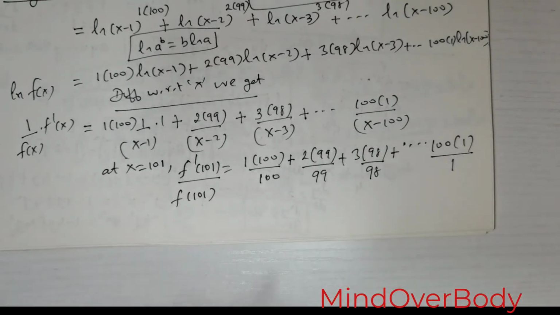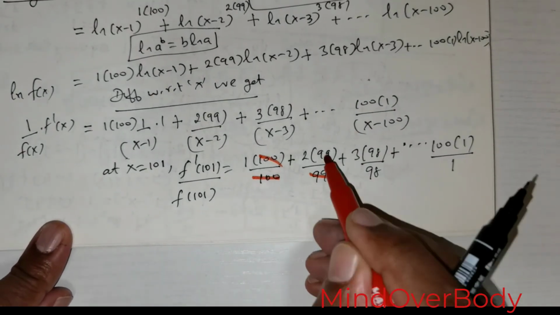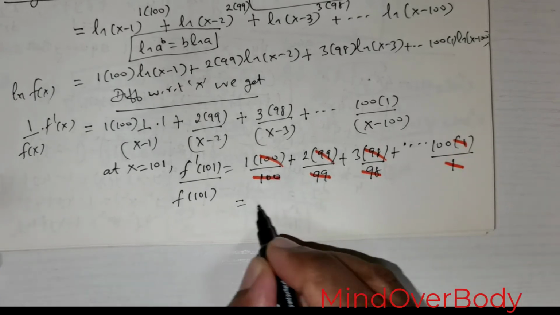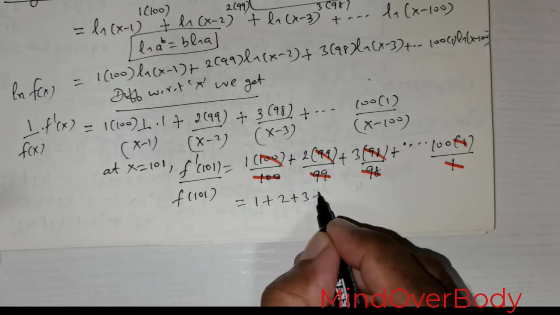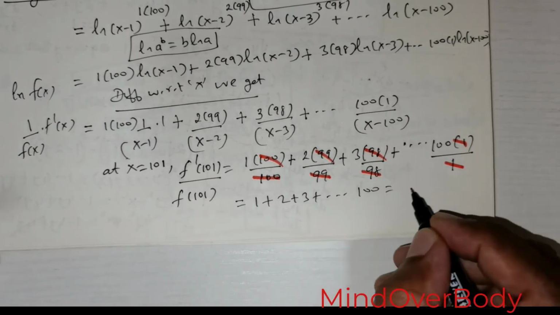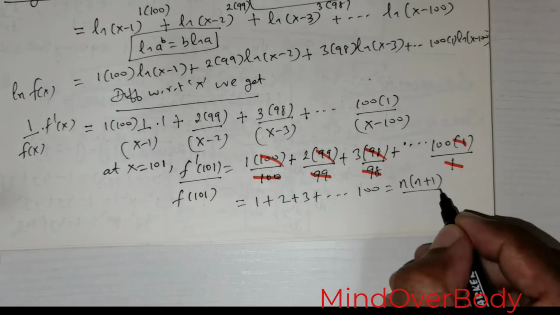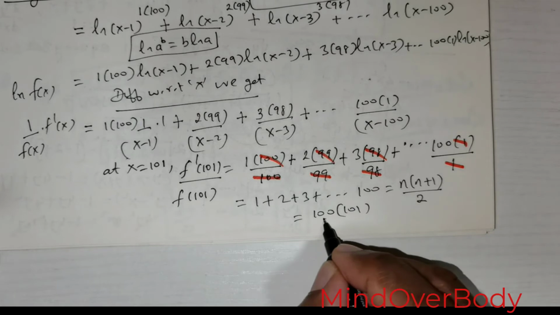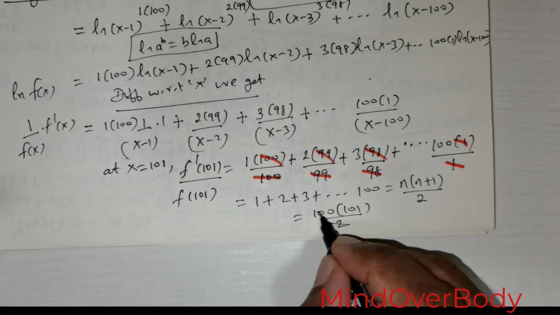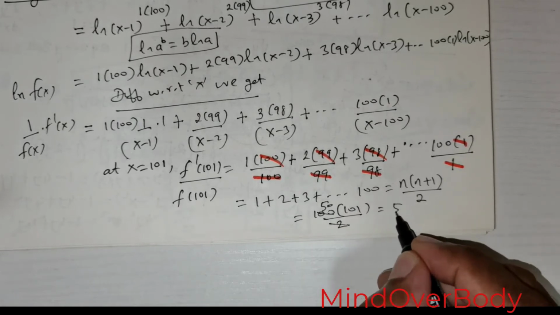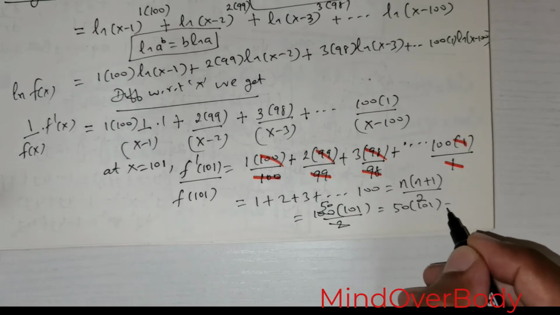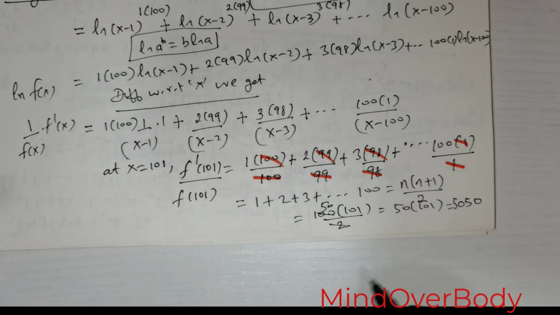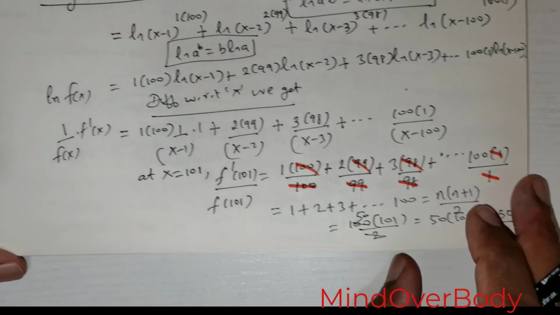So what happens here, I can cancel this with this, this with this, this with this, and what do I get? I get 1 plus 2 plus 3, etc., 100. What is this? This is of the form n times (n+1) divided by 2, which is 100 times 101 divided by 2, which is 50 times 101, which is 5050. This is what I get.